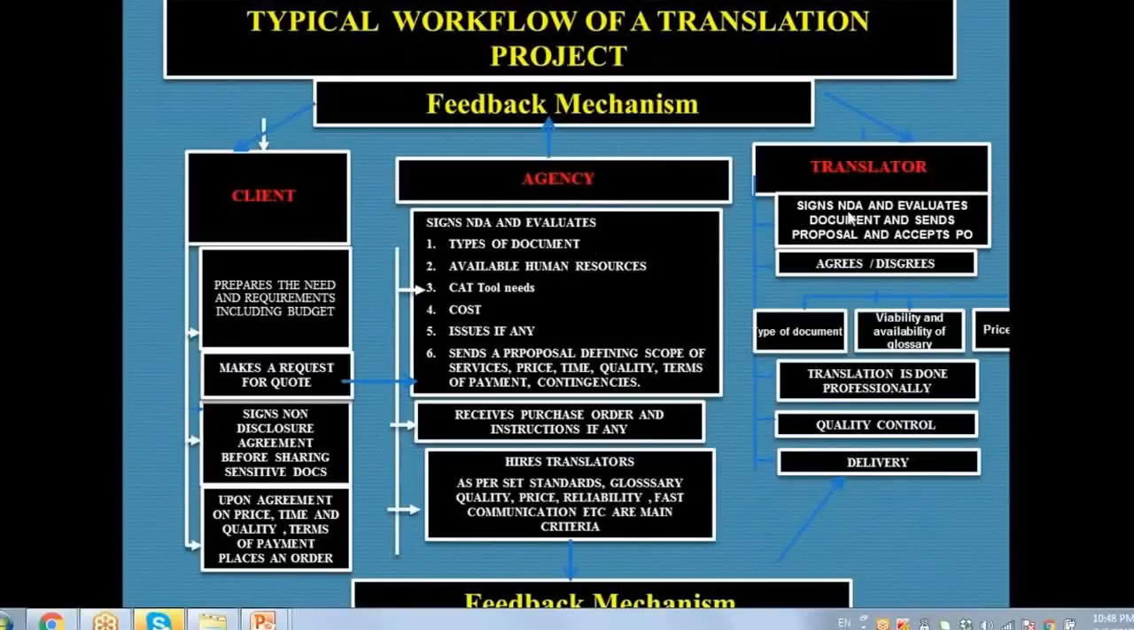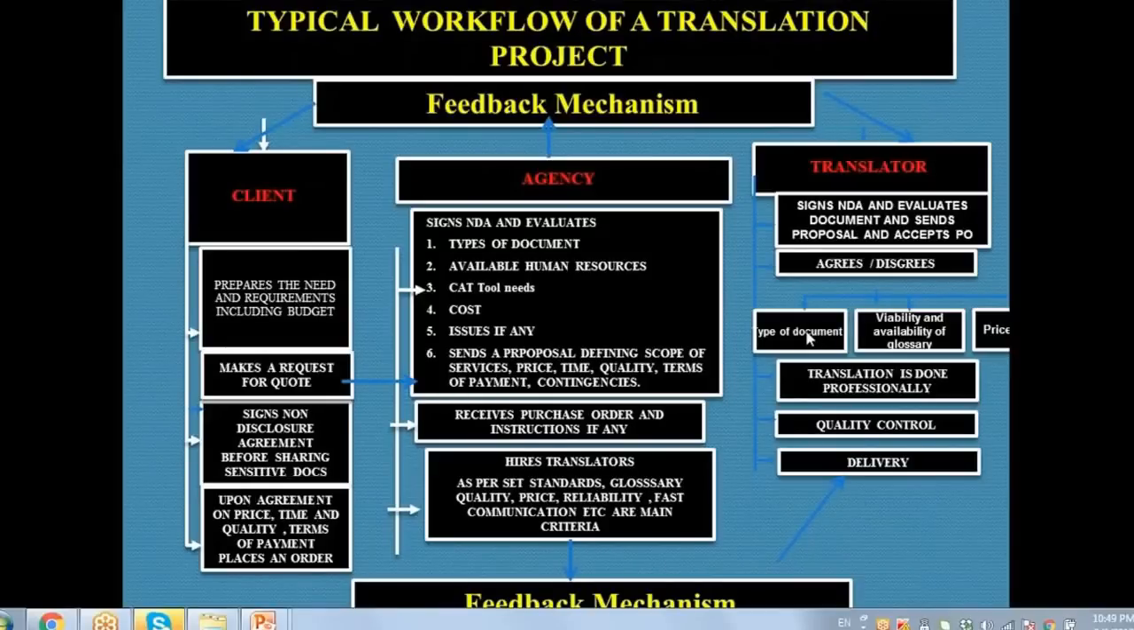Similarly, the translator also signs a non-disclosure agreement with the agency, evaluates the document, and evaluates the cost or price. If they agree on certain terms and conditions, they agree. If they have agreed to provide certain quality standards, the translator, irrespective of the price agreed, has to deliver each and every point religiously as per the agreed terms and conditions.